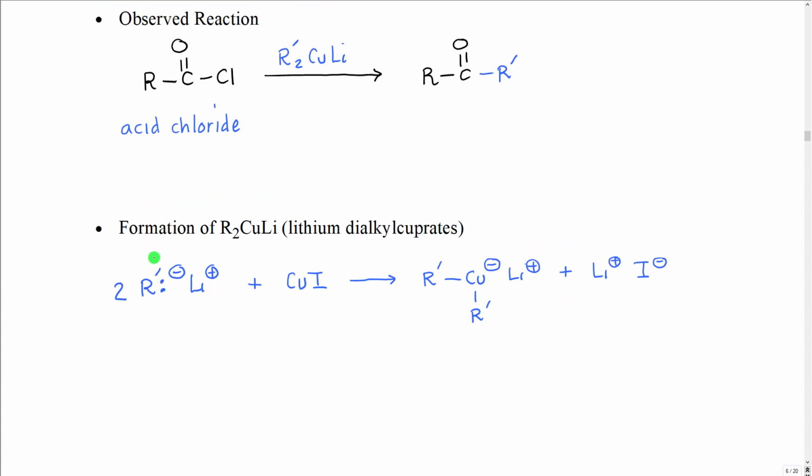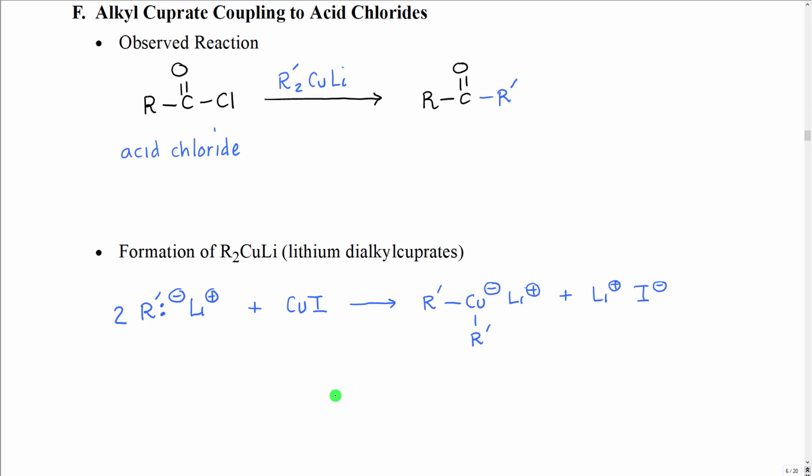The lithium dialkyl cuprate is pretty easily formed using copper(I) iodide and two equivalents of the corresponding alkyl lithium that has the carbon group that we want. So in this case, two equivalents of R'-Li+. If we work out the stoichiometry, both of the carbon groups get attached to the copper. The copper gains a negative charge, keeps one of the lithium ions to balance that negative charge, and then we get a byproduct of Li+ I-.